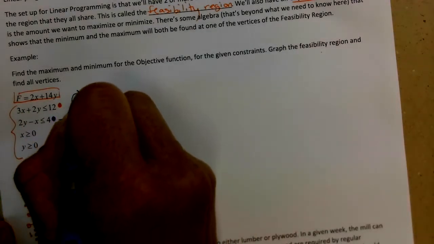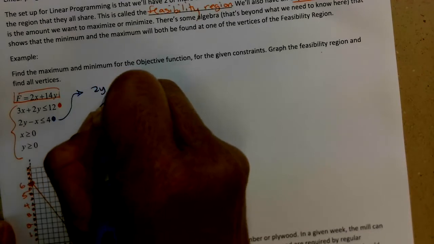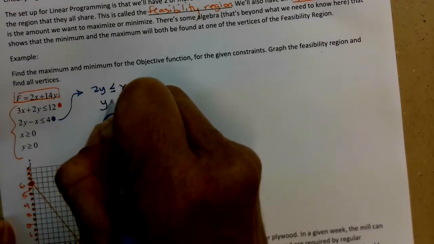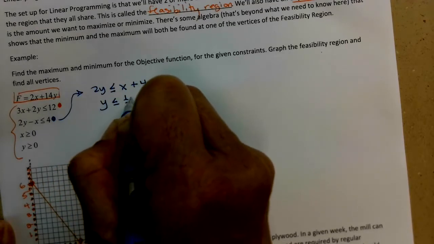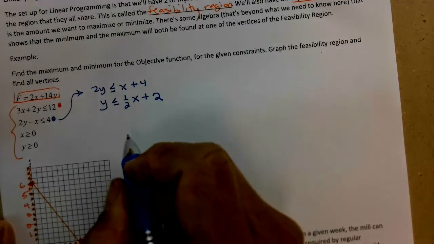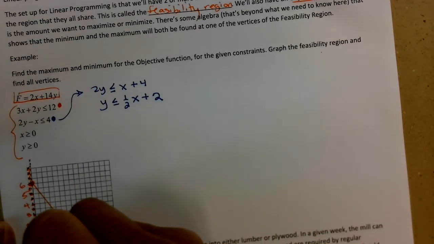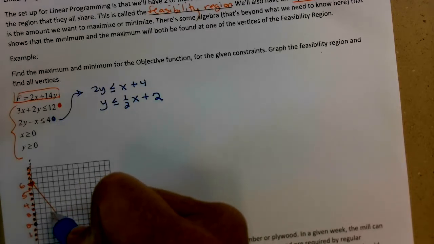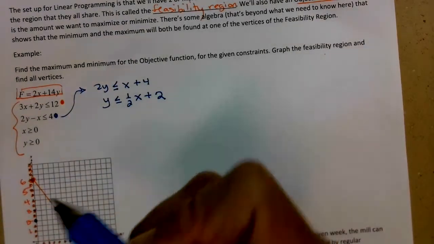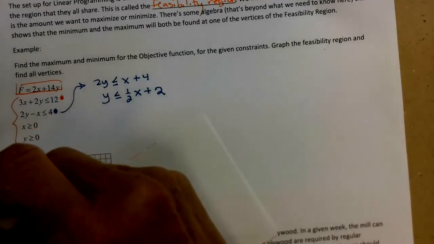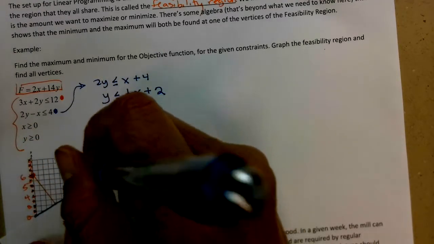Let's graph that one by doing 2y less than or equal to x plus 4. y is less than or equal to 1/2 x plus 2. So I would start at 2, and then I have a slope of 1/2. So I'll go up 1 and over 2 and connect those. All right, so I had to be a little bit flexible.